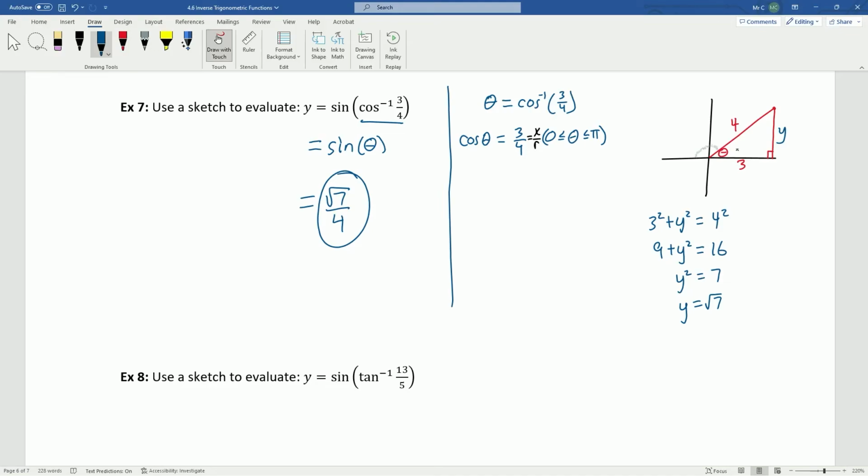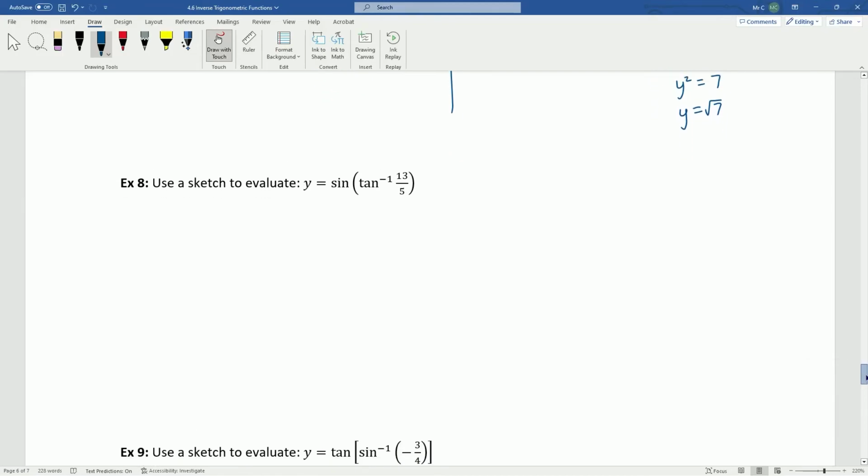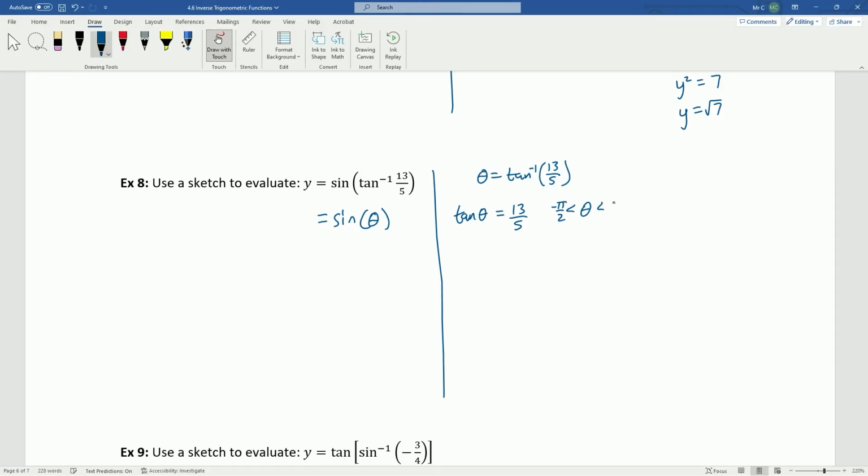Okay, so example number 8 here, use a sketch to evaluate y equals sine of tangent inverse of 13/5. So more of the same idea here. We think of this as really being sine of theta, and theta here is tangent inverse of 13/5. So that means tangent of theta is 13/5 under the condition that theta is between negative pi over 2 and pi over 2. All right, so we got to go back to our conditions for the inverse tangent. It can only output between negative pi over 2 and pi over 2.